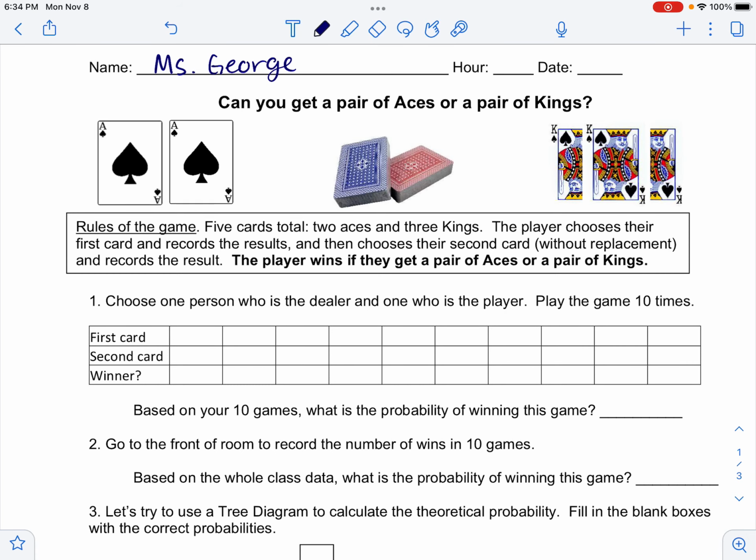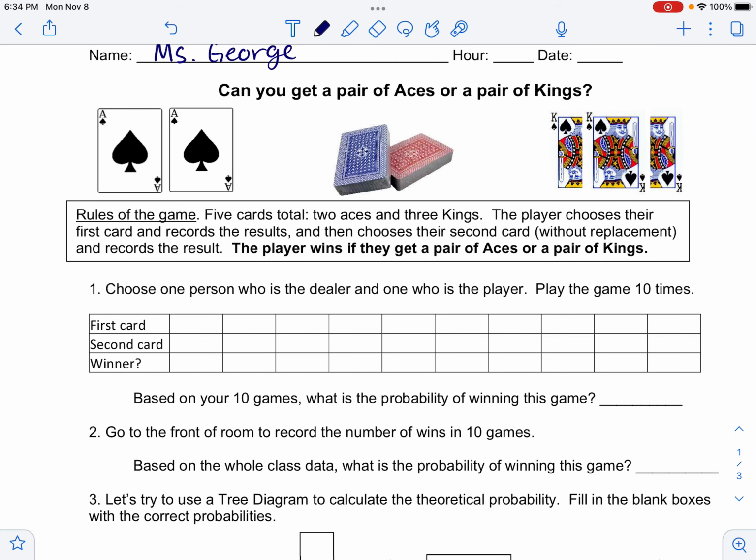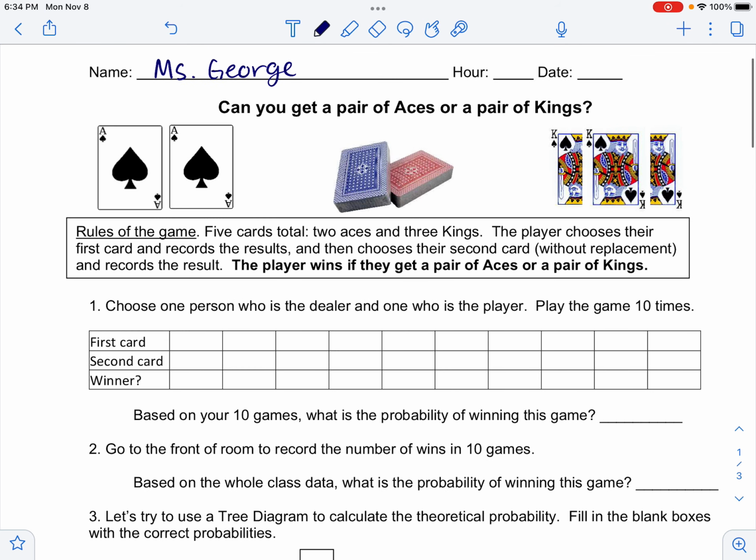Hey guys, so today's lesson we are going to be doing conditional probability and tree diagrams, and we are using the context, can you get a pair of aces or a pair of kings? So there's a game, and the rules of the game are pretty simple.